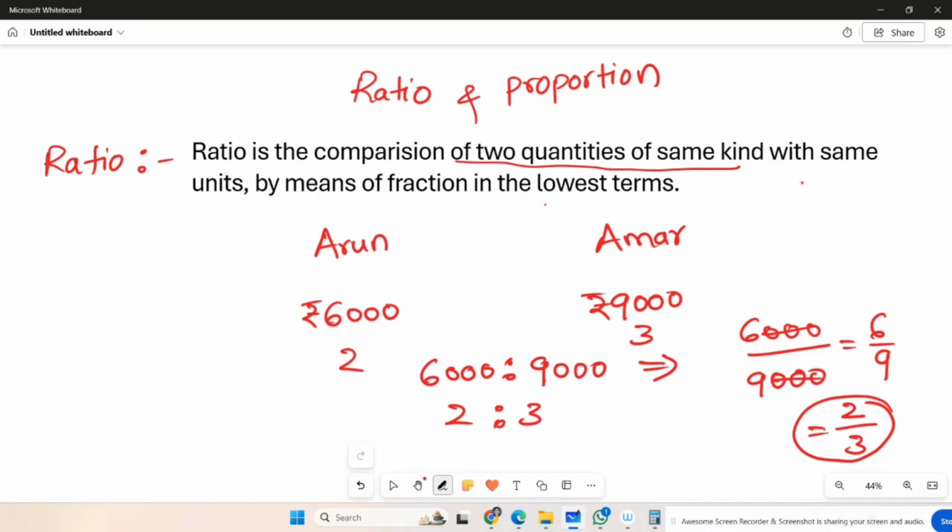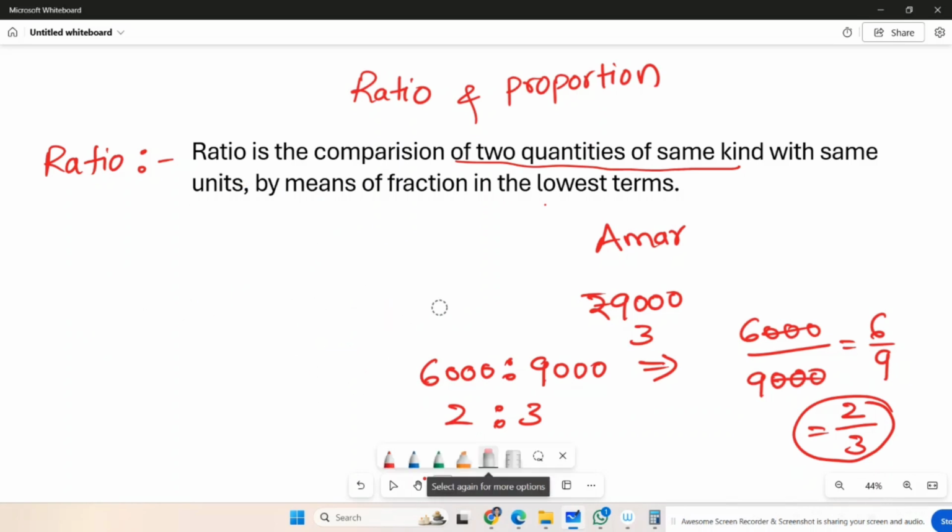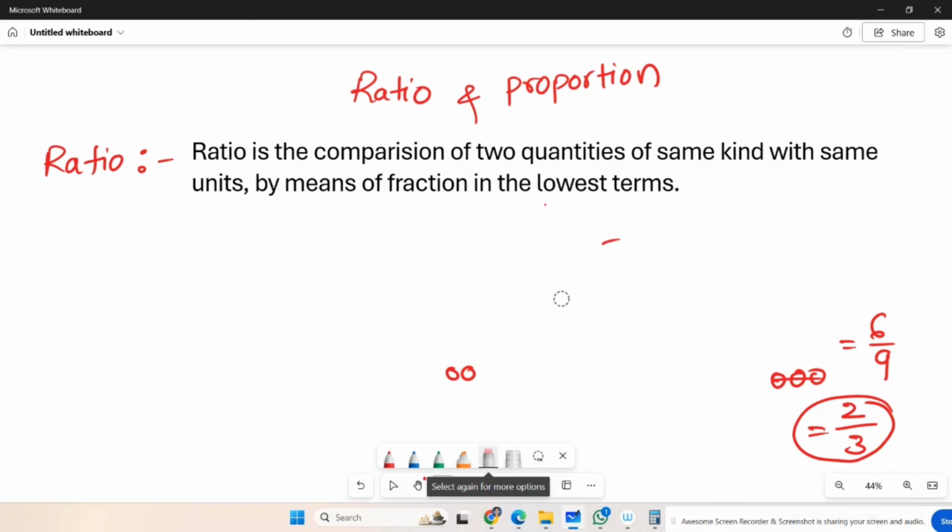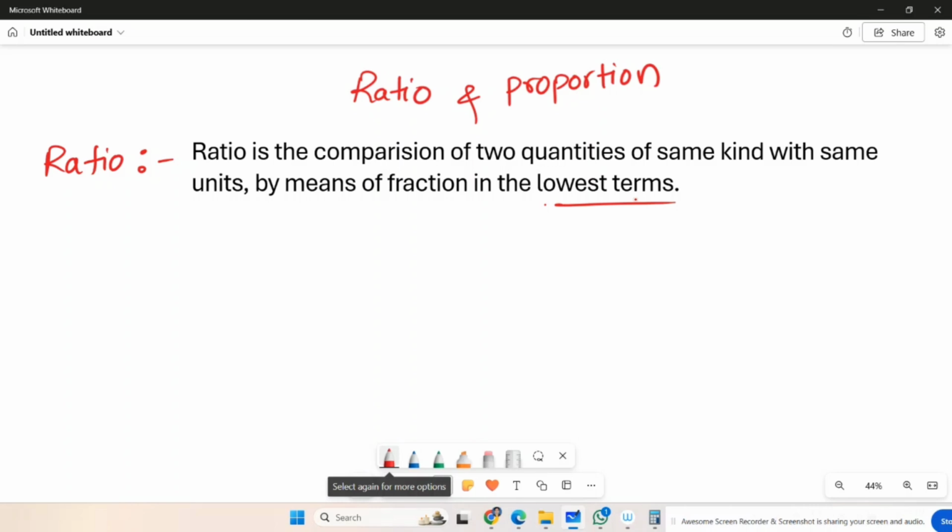What does it mean, same units? We cannot compare kgs with some liters, right? So we can only compare with same units. So ratio is the comparison of two quantities of same kind with same units. And after finding out the ratios, we will convert into lowest form.